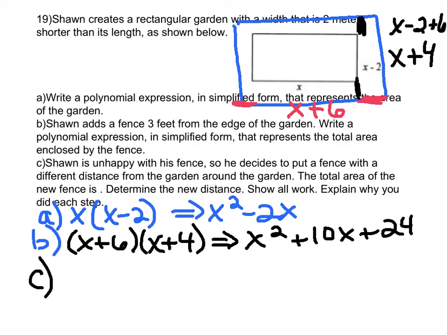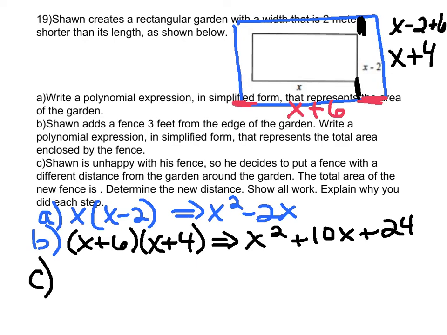In part C, it's saying he's unhappy with his fence, so he decides to put a fence at a different distance from the garden and around the garden. So what they want you to do is find the total area of the new fence and determine the new distance and show all the work. So what he basically did here is he added an extra 2 feet from the edge of the garden.